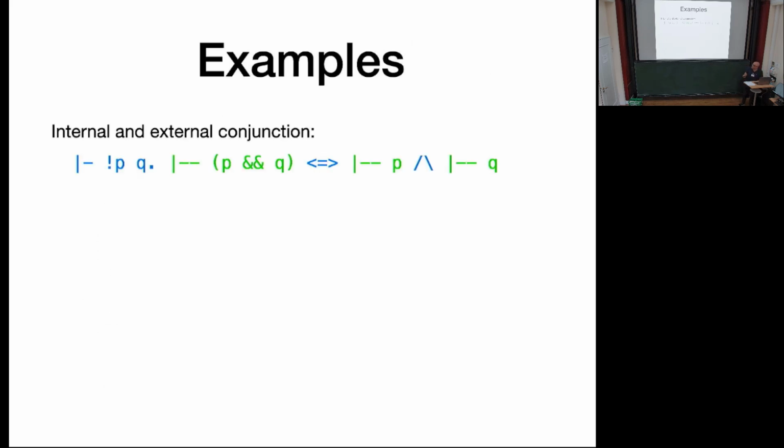So for instance, here is an example with external and internal conjunction. This is a theorem of HOL: for all P and Q propositions, you can prove in GL P and Q if and only if you can prove in GL P and you can prove in GL Q. Again, the green formulas are in GL, and the rest of the formula is blue because it is in HOL.